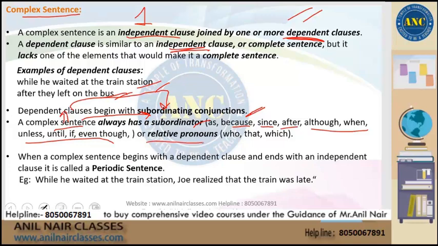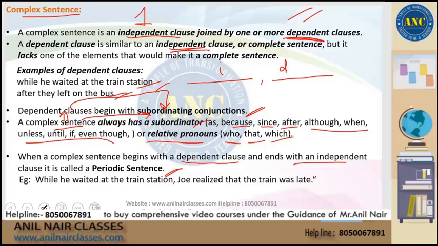Or a relative pronoun. What are relative pronouns? Pronouns are words that refer back to a noun, like who, that, which, etc. So in a complex sentence, you have an independent clause joined by one or more dependent clauses. Hence, you can start the sentence with the independent clause, followed by the dependent clause. But when the sentence begins with a dependent clause and ends with an independent clause, it's called a periodic sentence. Here's an example.